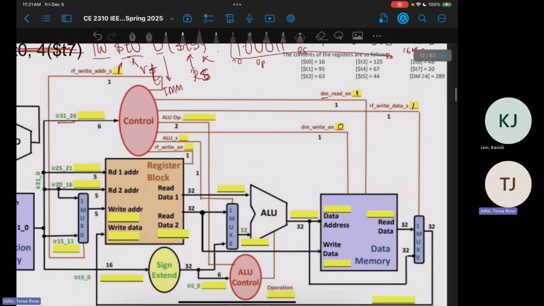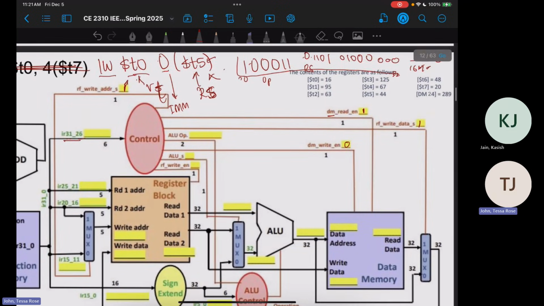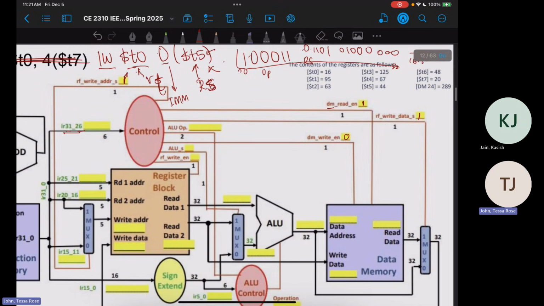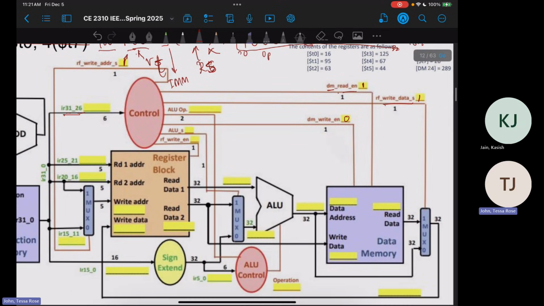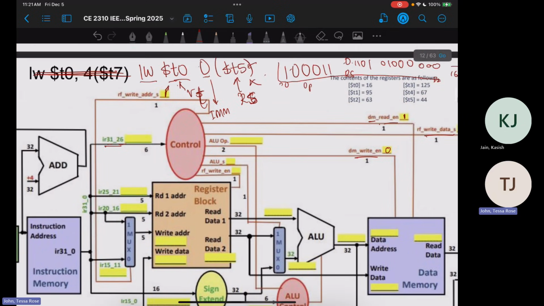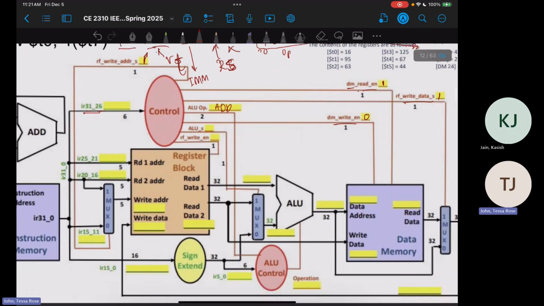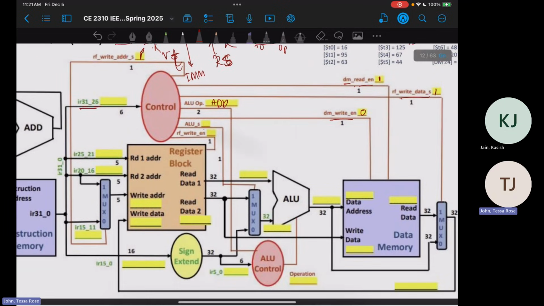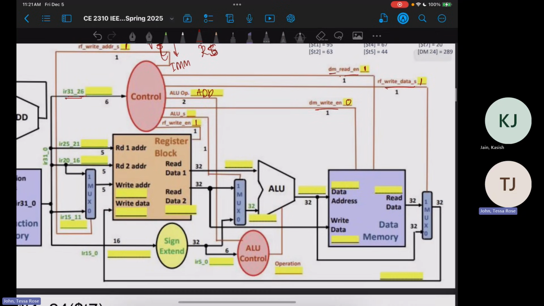And then the other main things is just getting the read enable, write enable, right? So for load words, as I said, we are reading it and we're writing it to the RF. We're not writing it to the DM, so we just leave that as 0. The operation we're doing is add because we're doing the content at T5 plus 0. So we're adding it. That's why it's add. And again, the control we are writing to the RF, so that's 1.